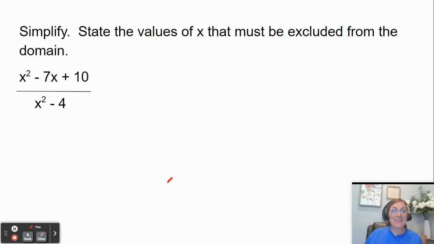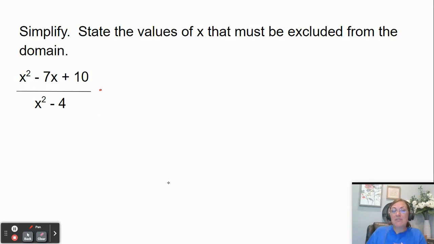Dr. Marissa May, and in this video, we're going to be simplifying a rational expression. That's just a big fancy phrase for an expression that's a fraction. So let's take a look at the expression that I have. x to the second minus 7x plus 10 on top, x to the second minus 4 on the bottom.